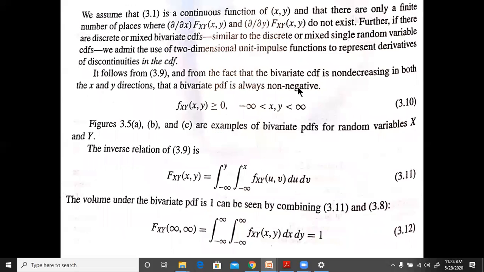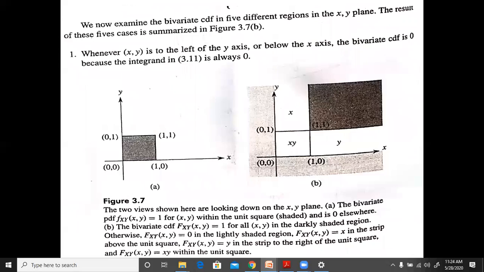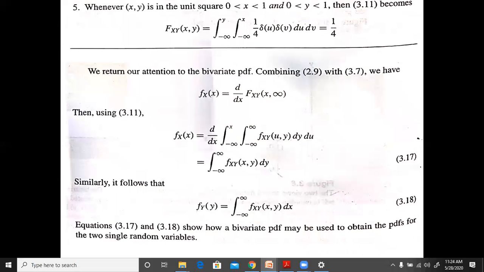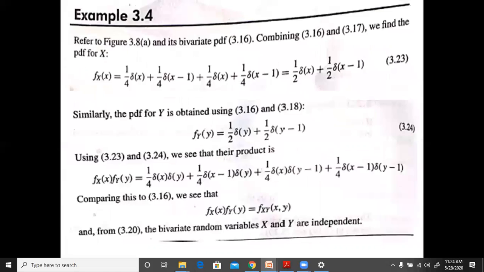Similarly, 3.17 and 3.18. So these are the PDFs. F_X(x) is equal to the integral from minus infinity of f_XY(x, y). We are writing the PDF like this, and similarly this PDF f_Y(y) is equal to the integral of this. It can also be written for multivariate random variables.